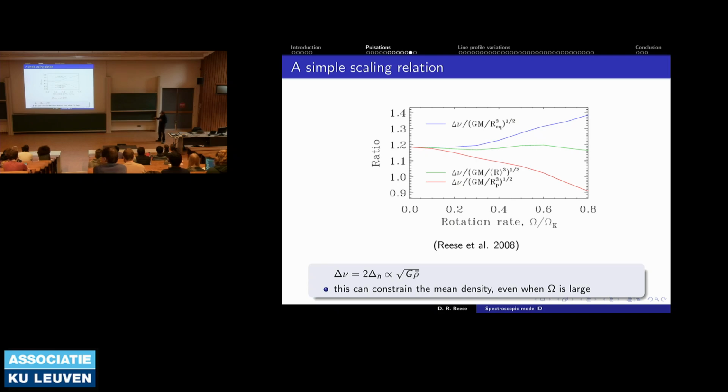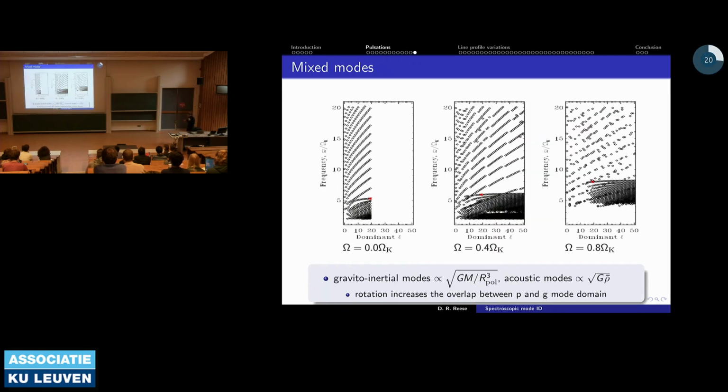So this plot shows the ratio between that separation and different calculations of the mean density. The one in the middle is the true mean density, whereas the one above is what you would get if, instead of using the volume of the star, you used a sphere that had the same radius as the equator. And the red one is if you use the polar radius instead. So it's really proportional to the physical mean density. This can be useful for constraining properties of the star.